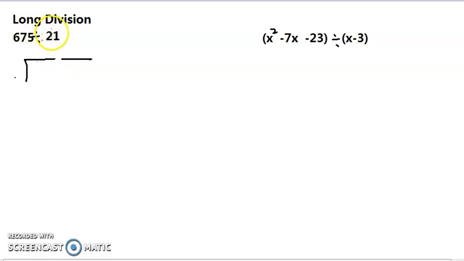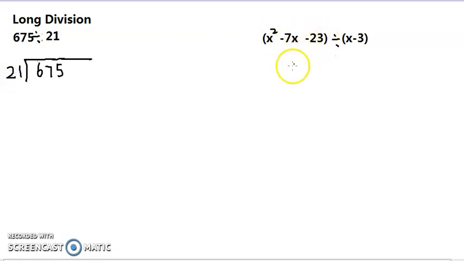In this video, we're going to look at how to perform long division on polynomial divided by polynomial. So problems like this. But before we look at long division on this, we're going to look at how to do long division with the whole numbers. For example, if we want to divide 675 by 21, we put 675 under the line and put the divisor, the second number 21, on the front.